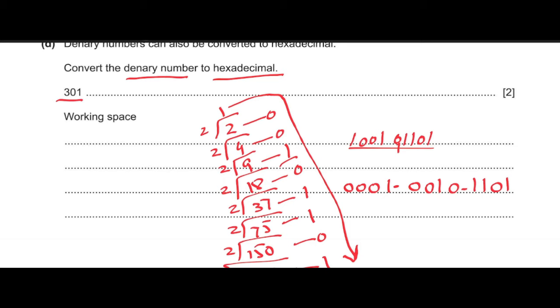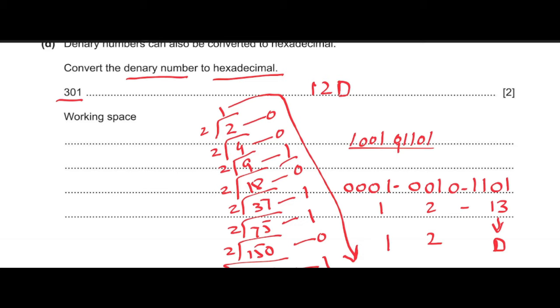Now let's convert each group to hexadecimal. 8 plus 4 is 12, plus 1 is 13. This is 13. This one is 2, and this one is 1. 1 is 1 in hexadecimal, 2 is 2 in hexadecimal, and 13 is D in hexadecimal. So the answer will be 1, 2, and D.